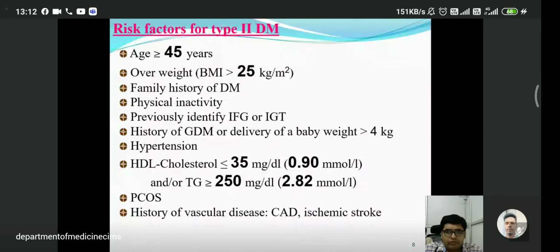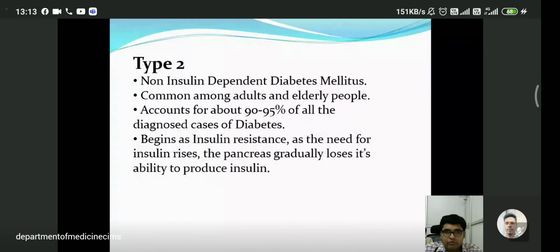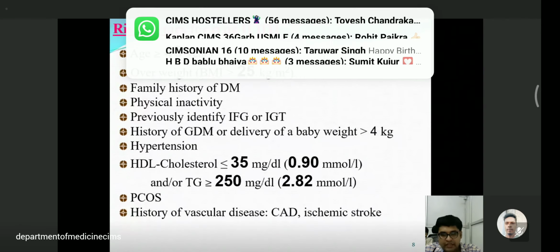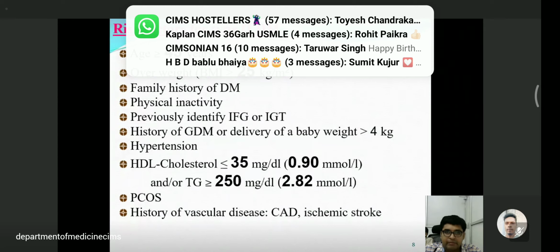Now, risk factors for type 2 diabetes. As you can see, most of the patients, 90 to 95%, are of type 2. So we will see this type in a little more detail. Group is usually more than 45. Even nowadays you can see 30, 35 is also common. But usually in the epidemiology we see that its age of presentation will be more than 45 years. These are obese, overweight patients with BMI more than 25. They will have some background disease or family history of diabetes. Their parents would be diabetic.